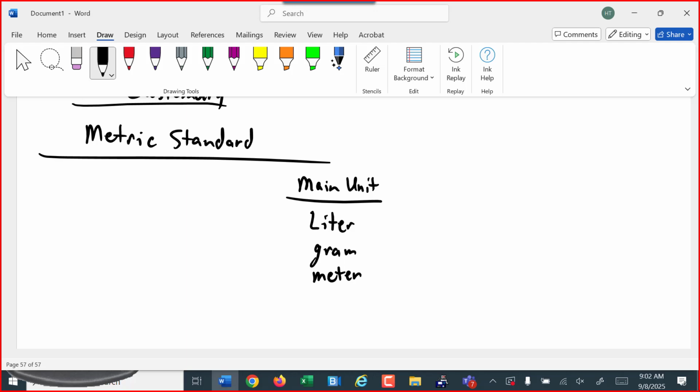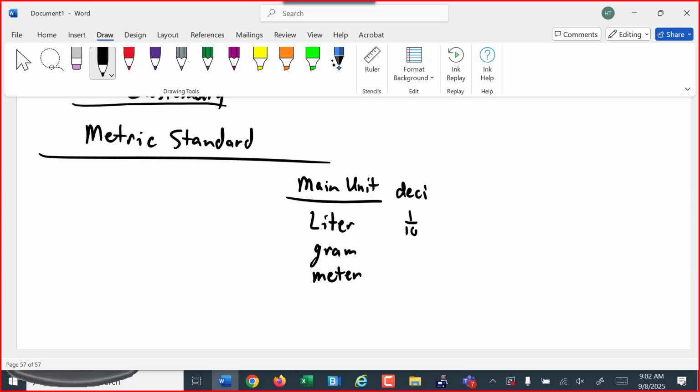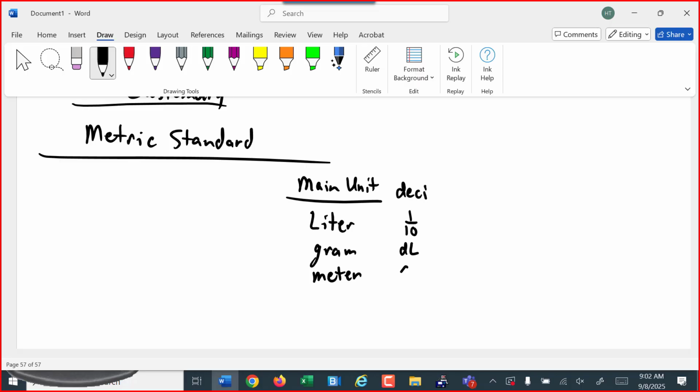Going smaller, they add a prefix. So the prefix deci means 1/10. And so the abbreviation DL, DG, or DM stands for deciliter, decigram, decimeter. It's 1/10 of a liter, 1/10 of a gram, and so on.